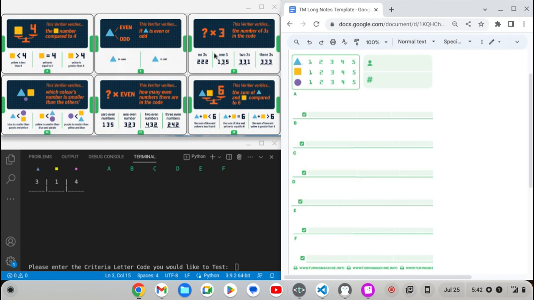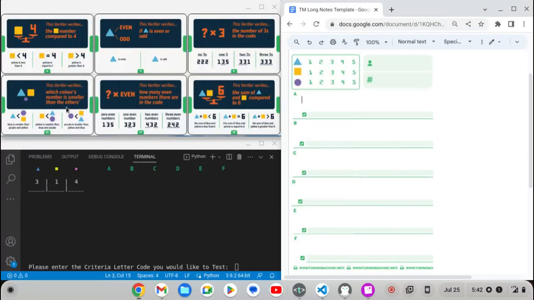Criteria card B looks at our first digit, our triangle digit, and the Turing Machine will let us know whether it's an even digit or an odd digit. Criteria card C will look at our 3-digit solution and will let us know how many of the digits in the solution are 3. Are there no 3s? Is there a single 3? Perhaps 2? Maybe even all 3 are 3.